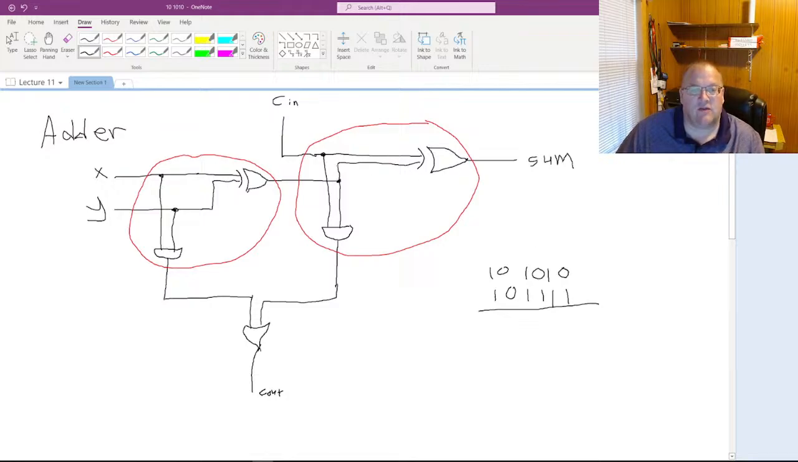And then when we take the 1 and the 0 and we do an exclusive OR on that, we get a 1 with a 0 carry.